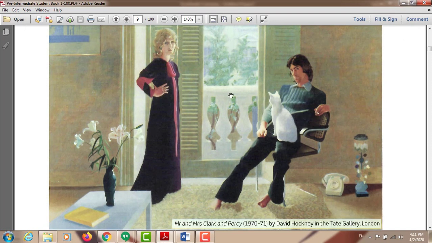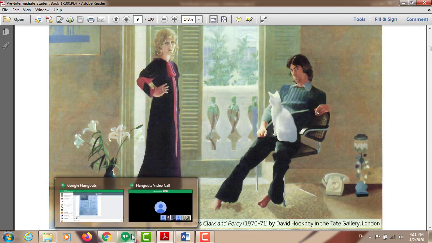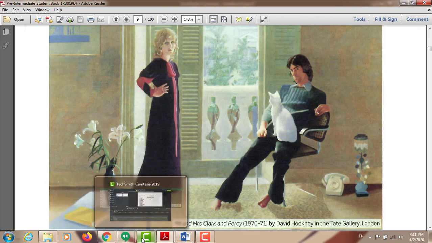Okay, and that's it. The woman is wearing a long dress. So what is this? This is for, because I'm describing a picture, so I'm using present continuous. Okay, very easy.